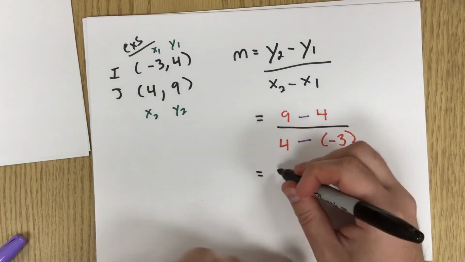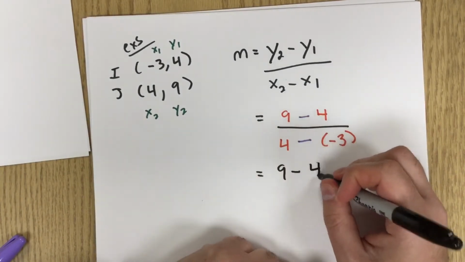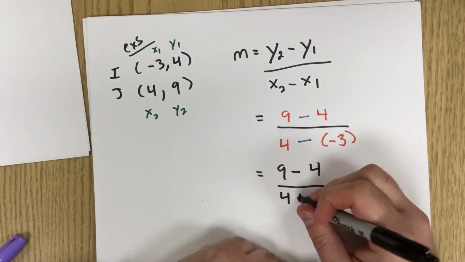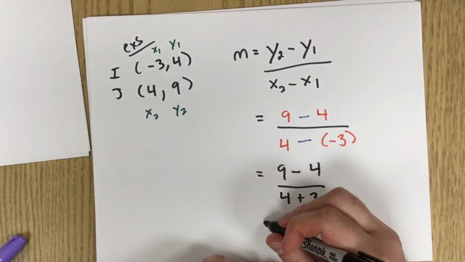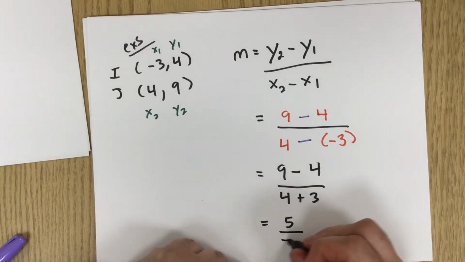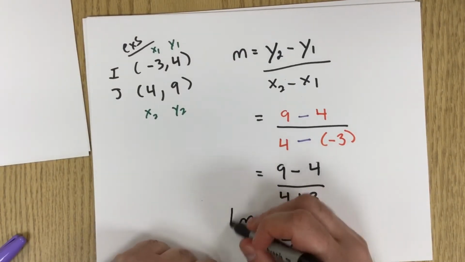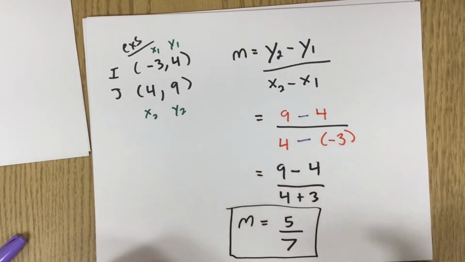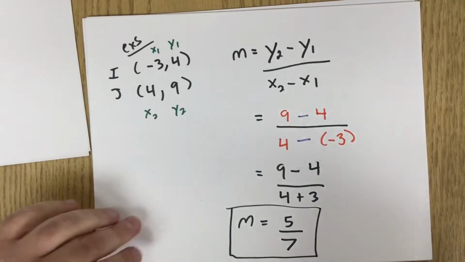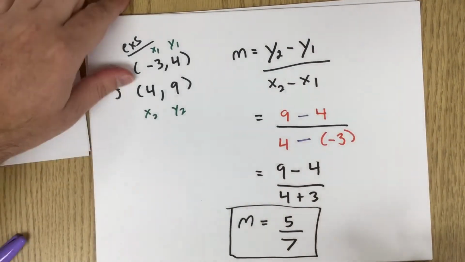I'm going to do one extra step here. This becomes 9 minus 4, and 4 minus negative 3 is the same thing as 4 plus 3, which gives us 9 minus 4 is 5, and 4 plus 3 is 7. So the slope in this case is 5 over 7. But the thing to notice, of course, was how we treated negative numbers, and how we did not forget that the formula has a minus in it.